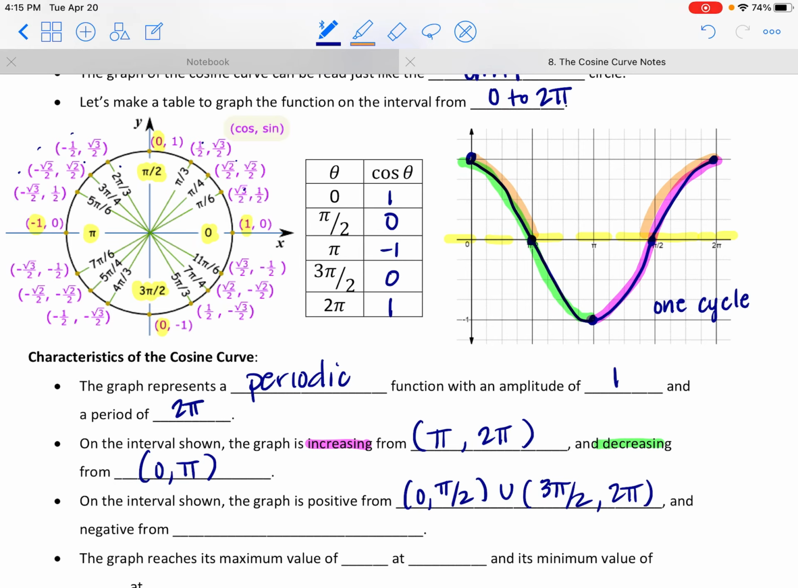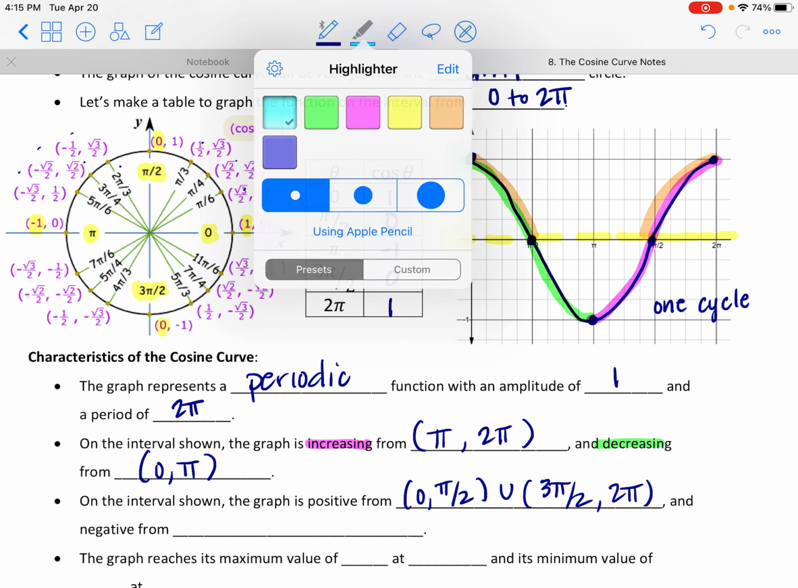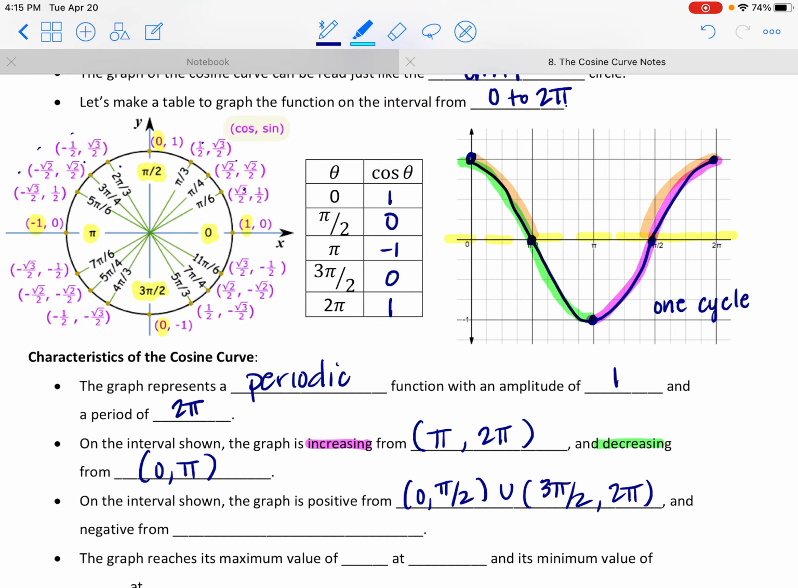Negative, where the cosine's negative, that's where the x values are negative. That's in quadrants 2 and 3. So that's the middle two quarters of the graph. So we're going to say we're negative on this one interval, from pi over 2 to 3 pi over 2.